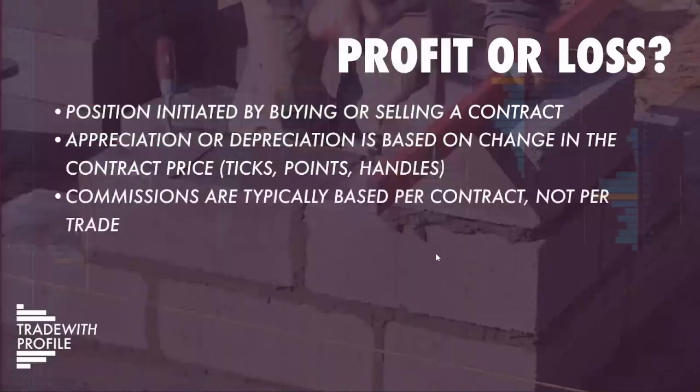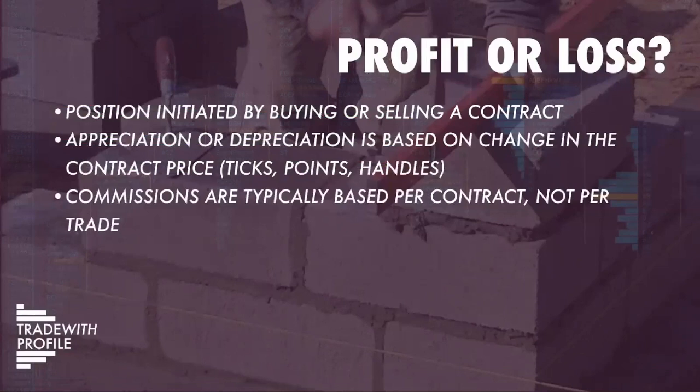Commissions on futures trades are typically based per contract, not per trade. This is different from stocks, where you could buy 1,000 shares or 10,000 shares and pay 1 commission for that trade. Futures are always per contract. So if you buy 1 contract, you pay a commission. 2 contracts, you pay commission. 3 contracts, 3 times. Now, some would look at that and say, well, I'm paying a commission every time. That's more expensive, right?